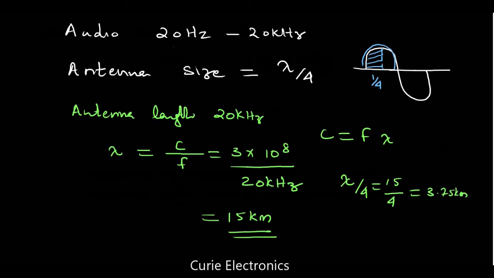So for a 3.75 kilometer length antenna, we need to transmit the sound or music without modulation. So it is practically not possible to build such a big antenna and to install it, right? Installing a 3.75 kilometer antenna is very tough. So practically it's not possible.